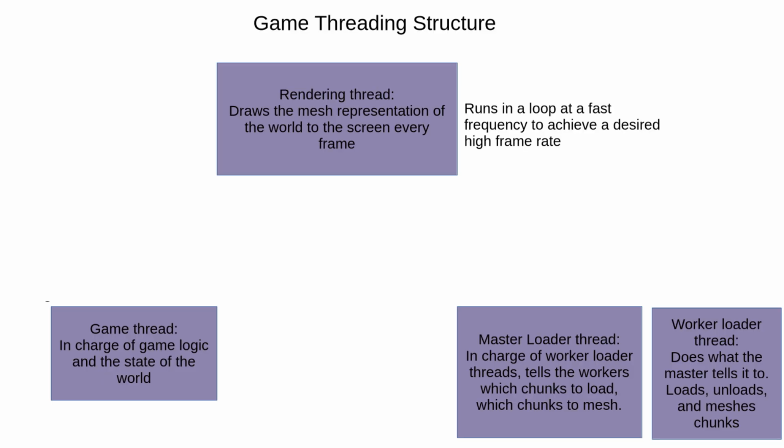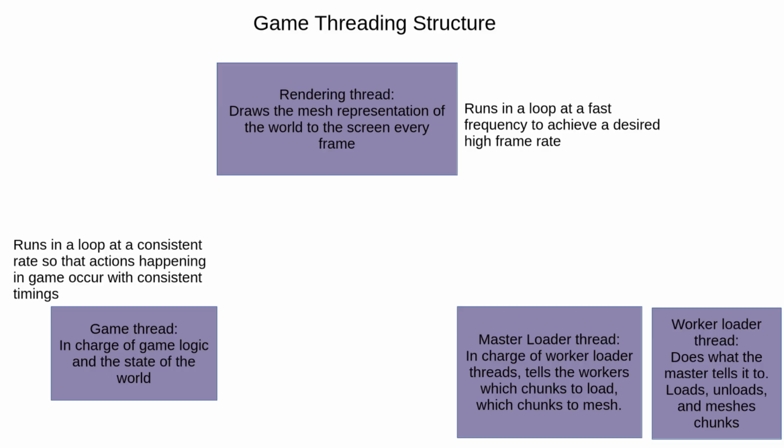The rendering thread needs to loop very fast. Each iteration draws another frame to the screen. The game thread runs at a specific frequency to give our game consistent updates. The loader thread works in bursts, sometimes busy loading and meshing chunk after chunk, and sometimes idle when the player isn't moving or editing the world. Various communications must happen between these threads.